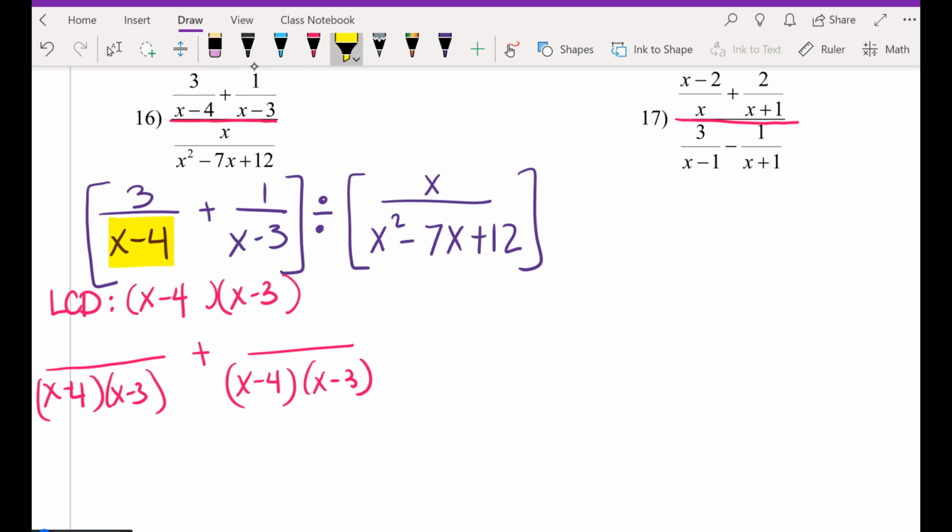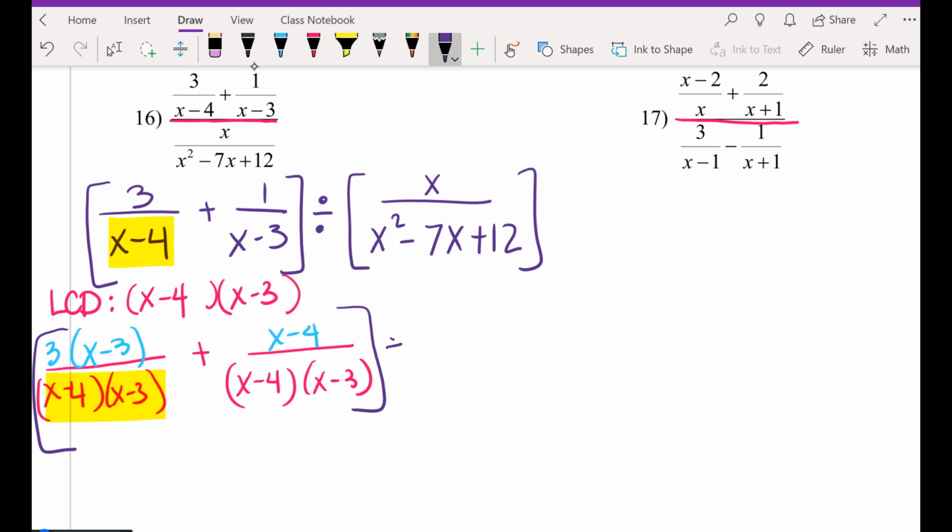Okay, now look at the first denominator to the LCD. What do we need to multiply? So Hope, what do we need to multiply? Good, 3 times x minus 3. Look at the second denominator and tell me, Emma H, what we need to multiply? X minus 4. Good. X minus 4 times 1 is what? Yeah, just x minus 4. Okay. That's the first quantity. Are you guys okay with that?